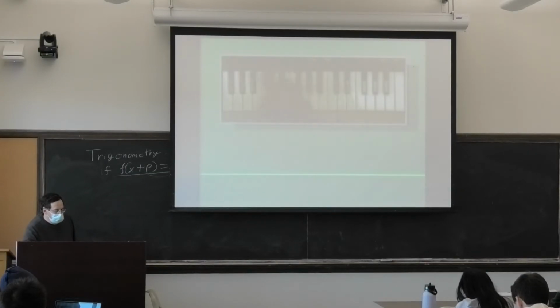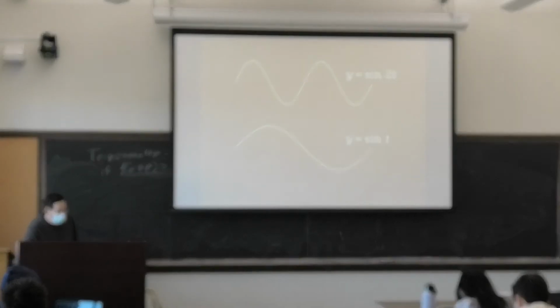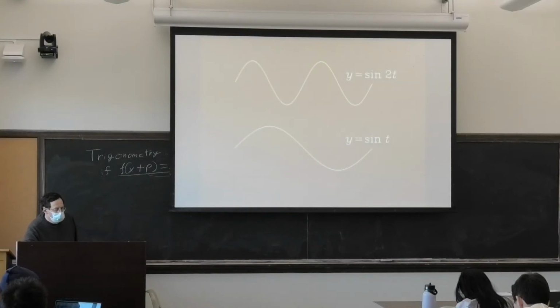More complex sounds can be made by combining sine waves. For example, if you combine this tone with this overtone, the graph of the combination is obtained by adding the corresponding heights of the two sine curves. It sounds like this.